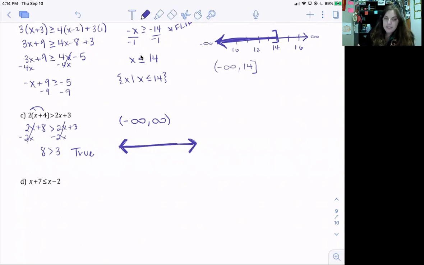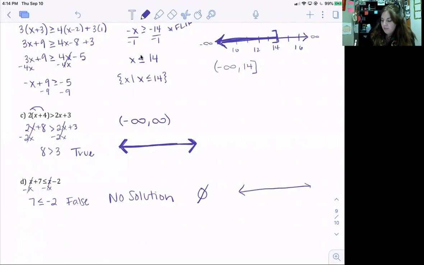All right, and looking at D, we have x plus 7 is less than or equal to x minus 2. We subtract x from both sides. We get 7 is less than or equal to negative 2. Well, that's a false statement. So we have no solution. A lot of times we represent that with a circle with a line. And if you were asked to graph it, you would just have a blank line. Okay.